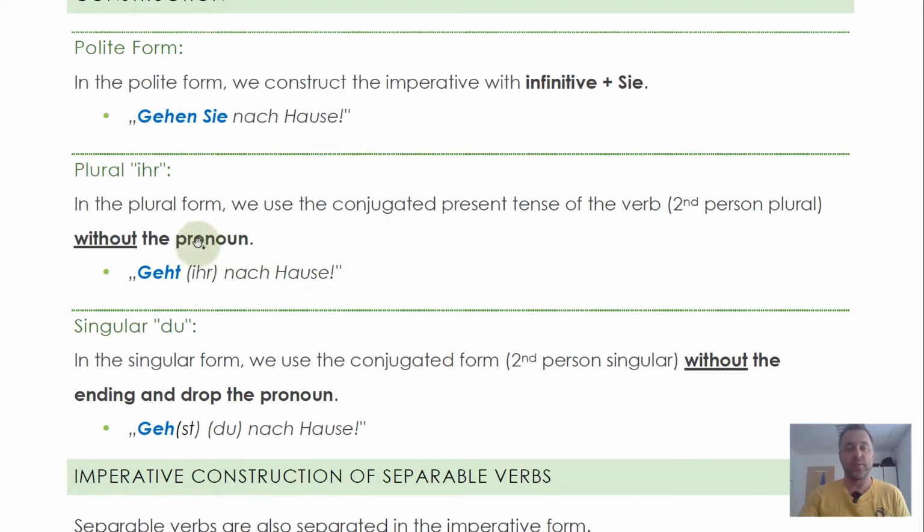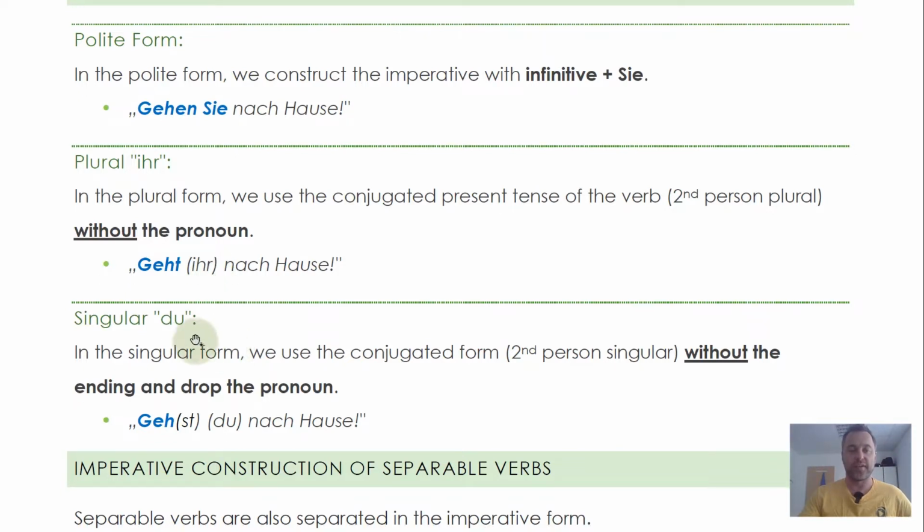Let's have a look at the plural you. Here we use the conjugated verb and we drop the pronoun. So geht nach Hause. So it would be ihr geht nach Hause, you go home. But we use the verb still in the first position, and now we drop the pronoun, or the people we are addressing. We drop them. Here, the person who we are addressing, the pronoun is still there. In plural you, it's gone.